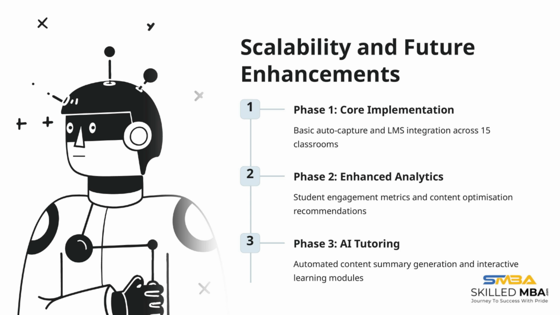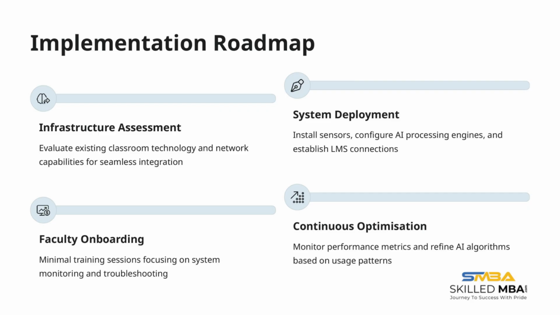Scalability begins with Phase 1, implementing auto capture and learning management system integration in 15 classrooms. Phase 2 introduces enhanced analytics, focusing on student engagement metrics and content optimization. Phase 3 advances to artificial intelligence tutoring, offering automated content summaries and interactive learning modules, paving the way for a more personalized educational experience.